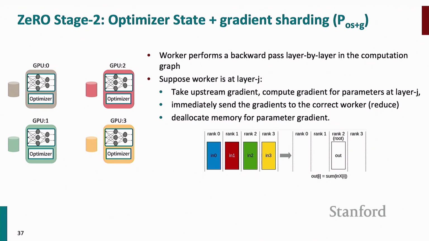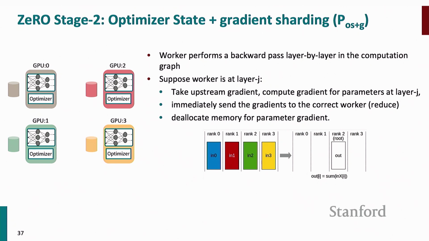So we have 4 workers, okay? Each worker performs a backward pass, and the backward pass happens layer by layer, right? So recall the lecture on autodiff. You have the loss, and then you have this backward pass where layer by layer you compute gradients, okay?